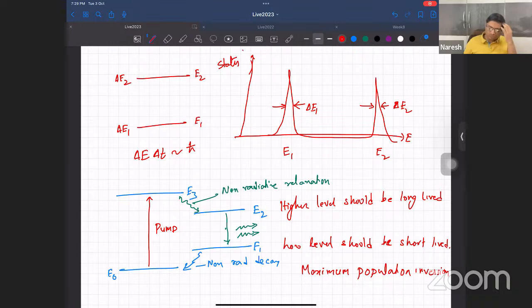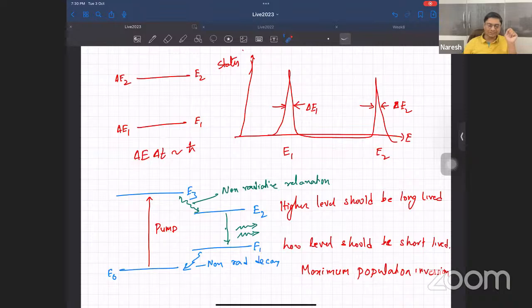So, how do we achieve this condition? When is the lifetime of the state long? When it is very, very narrow. Correct? Delta E should be very, very small, so that this lifetime, roughly tau r, which is how much uncertainty is there, is very long. When delta E is very small, the lifetime is long. When delta E is very large, then this will be very small.